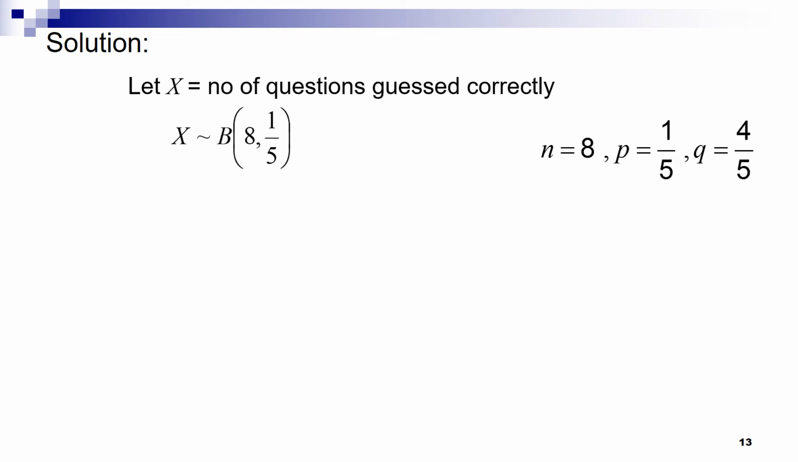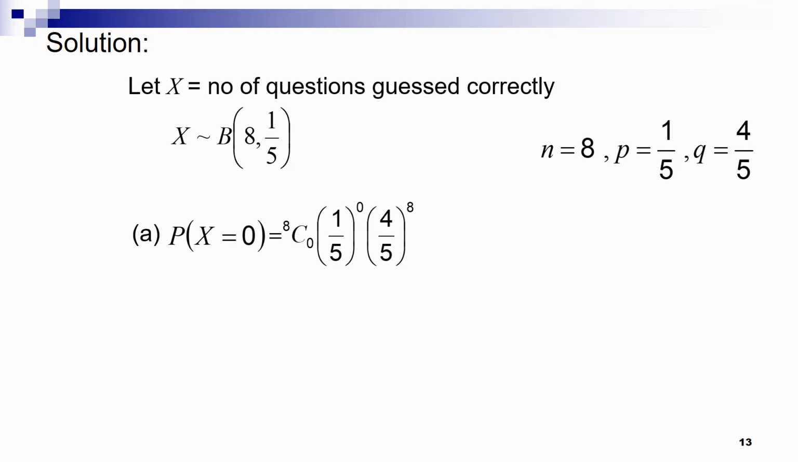Now the first question asks the probability that the students will get all the questions wrong. So your P(X = 0) is needed because all the questions are guessed wrongly. Hence, substitute your r as 0 into the formula. So you have 8C0, 1 over 5 to the power of 0, 4 over 5 to the power of 8. So the answer is 0.1678. You round off to 4 significant figures.